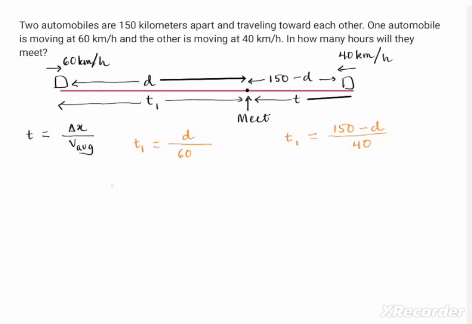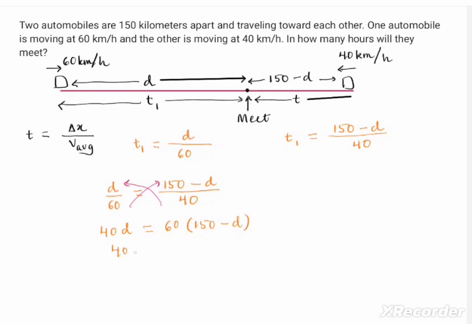And as we discussed earlier, these two times are the same, so we can equate them to each other. So we have d over 60 equals 150 minus d over 40. So let's just cross multiply, which gives us 40 times d equals 60 times 150 minus d.